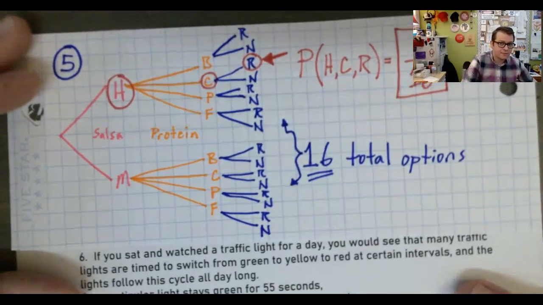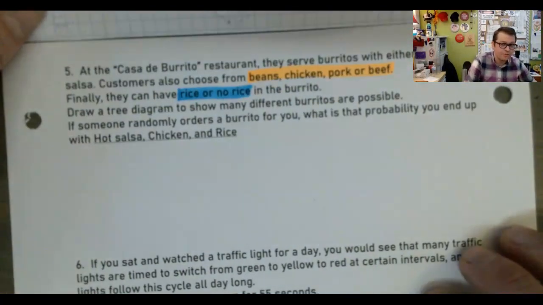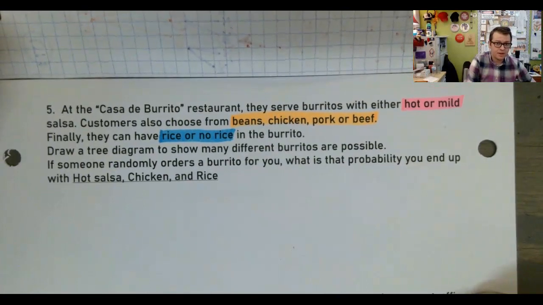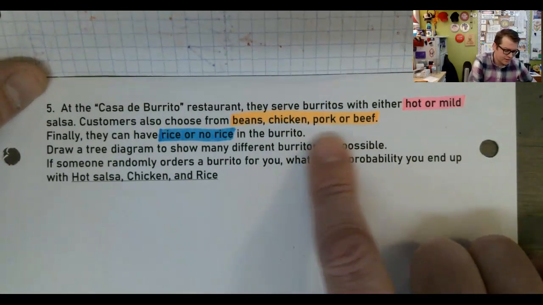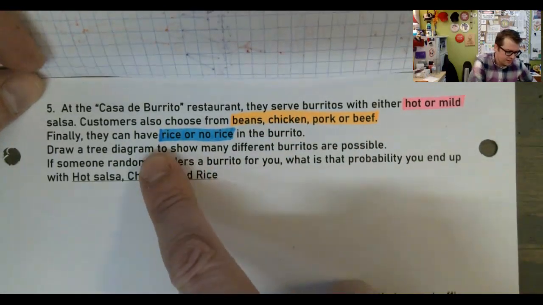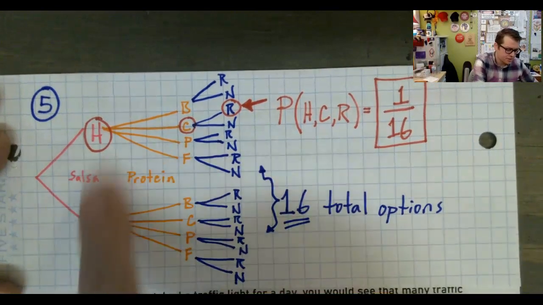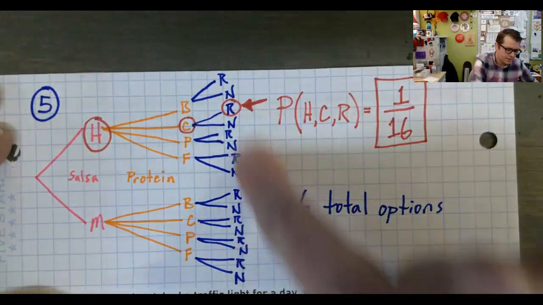Moving to the back to number 5, I put my tree diagram on a piece of graph paper. Remember, our tree diagram is for our burrito shop. So we're picking salsa, either hot or mild. Protein, either beans, chicken, pork, or beef. Yes, beans are a protein. And finally, rice or no rice. So I have my salsa choice, I have my protein choice, and I have my rice or no rice choice.